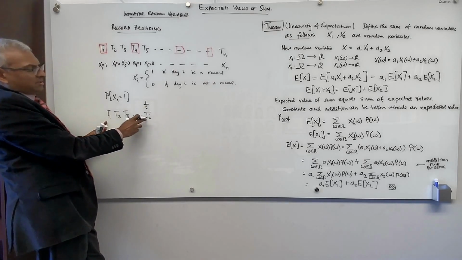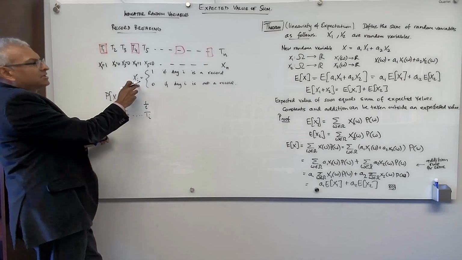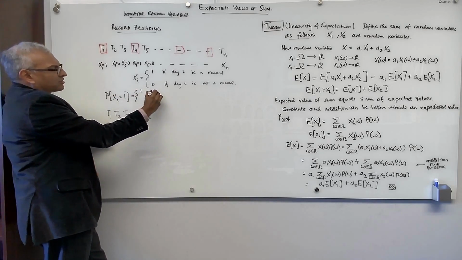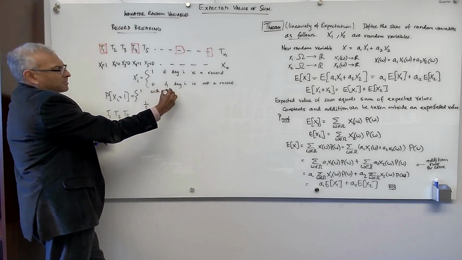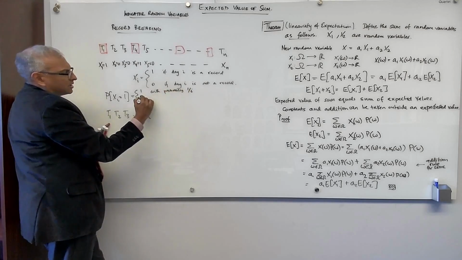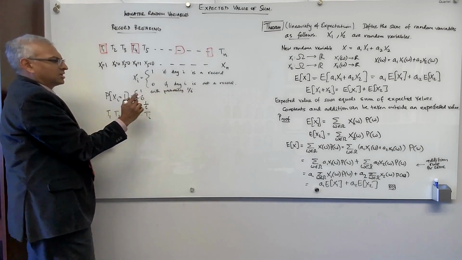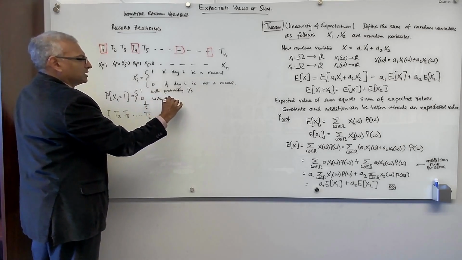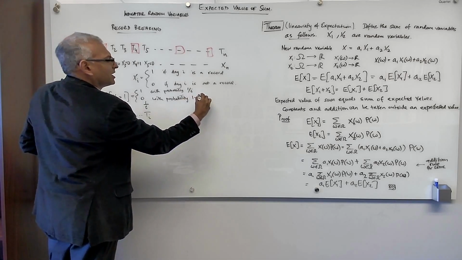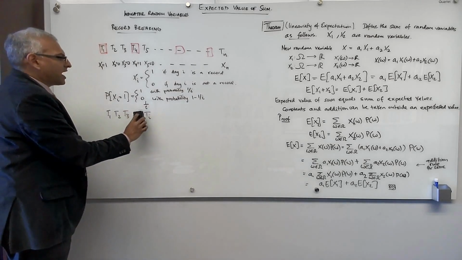So the probability that this temperature is a high is 1 over i. So that's the probability that xi, which indicates if it's a high, will be 1. This is 1 with probability 1 over i, and 0 otherwise, with probability 1 minus 1 over i. So the probability of success for this indicator random variable is 1 over i.